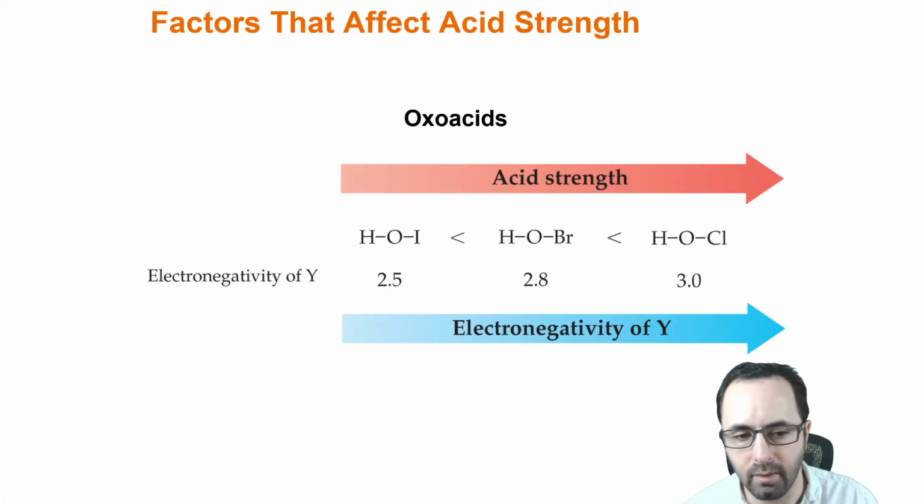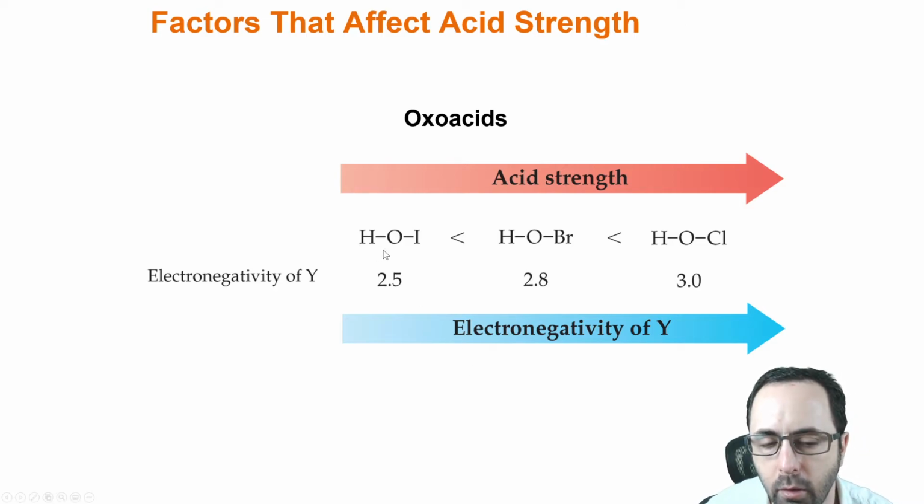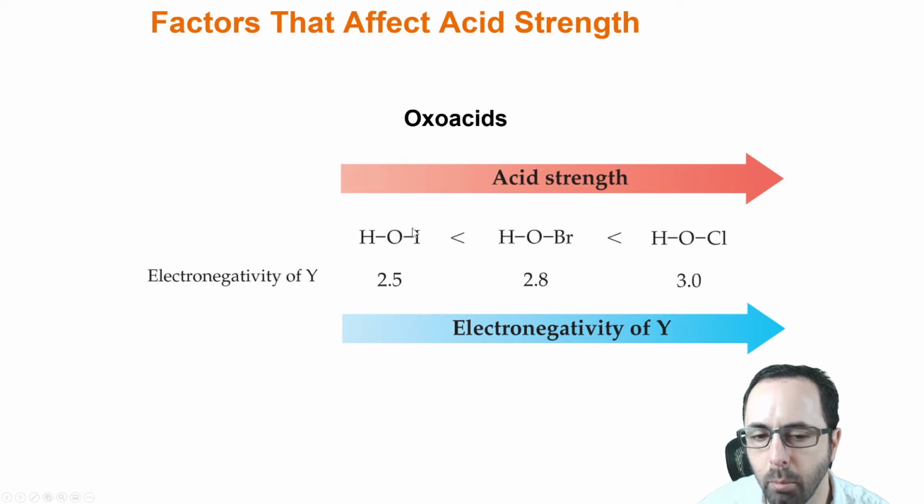Now for oxoacids, there's two situations. Oxoacids are those in which we have the H+ attached to an oxygen atom that's part of a polyatomic ion. So this is the hypochlorite ion, this is the hypobromite ion, this is the hypoiodite ion.